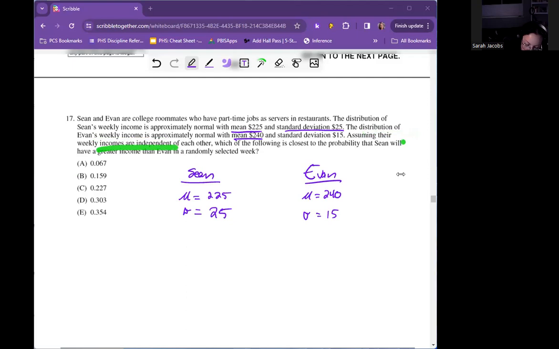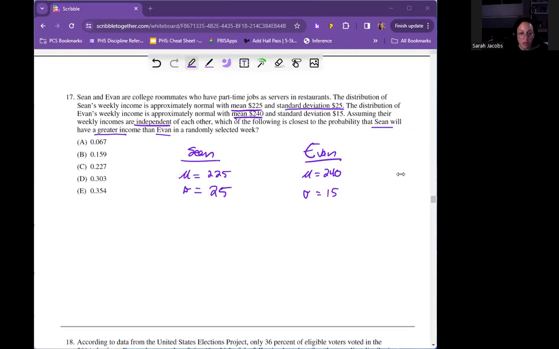Assuming their weekly incomes are independent of each other, which of the following is closest to the probability that Sean will have a greater income than Evan in a randomly selected week. Okay. Way I think about this, whether it's going to be greater or less than, is thinking about what the difference is, right? So if they had the same income that week, the difference between the incomes would be 0.